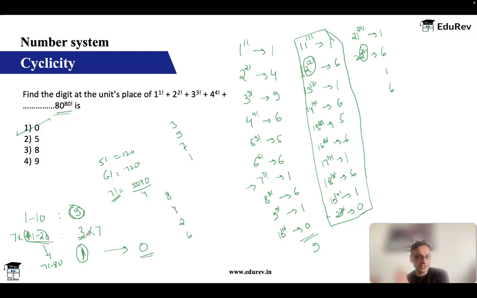So there will be 7 such groups, 7 groups ending with 3 each. That means their total will end with 21, which means the last digit will be 1. Okay, so 1 to 10, the last digit is 9, and 11 to 80, the last digit is 1. So if I look at 1 to 80, the last digit will be 9 plus 1, which will be 0. Hence, the answer will be 0 for this question. Okay, so we have taken from simple to fairly complex problems, all where we are looking at the last digit or the digit at the units place.